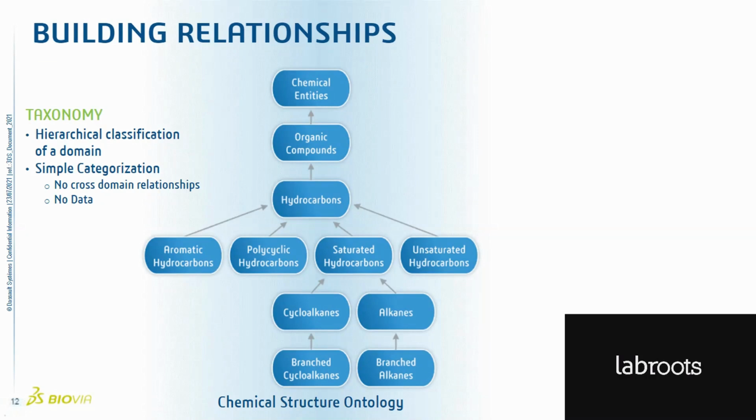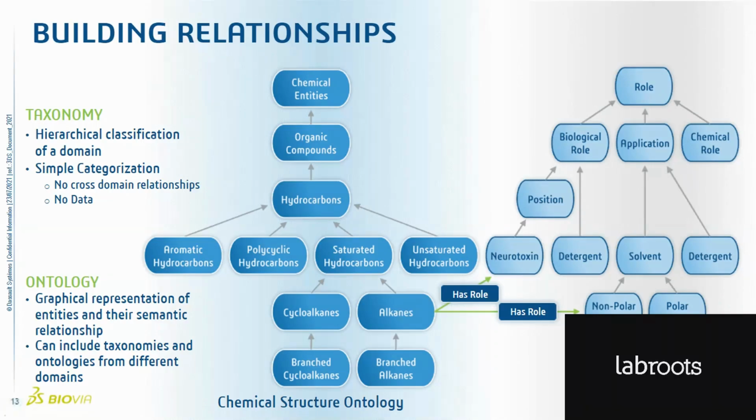Here's a little bit of a primer in terms of how ontology and taxonomy are related to knowledge graphs. Typically, we work with a taxonomy, which is a standard classical hierarchy classification of data. And this is a simple categorization, so there's no cross-domain relationships and so on. You could think of classifying chemical entities, and there you might have organic compounds and inorganic compounds. And underneath organic compounds, you have hydrocarbons, which are then divided into different categories, and so on and so forth, until you get down to an actual structure or entity.